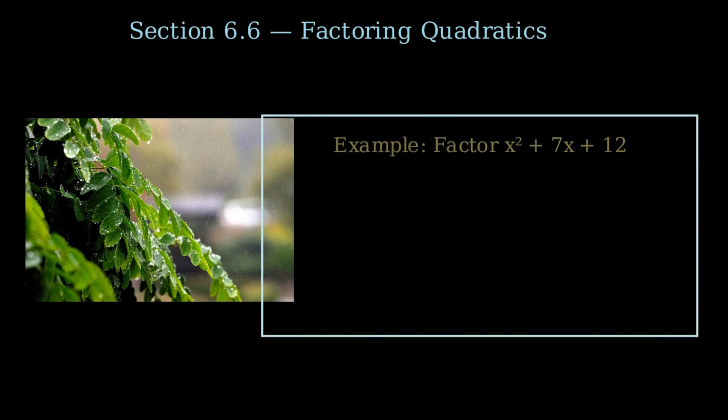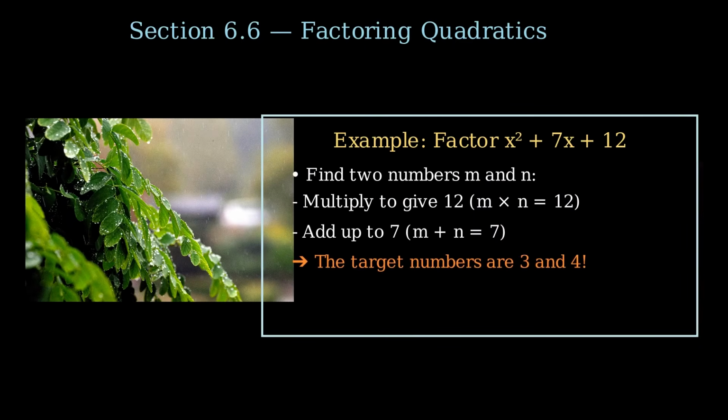Let's learn how to factor a quadratic polynomial. We want to factor the expression x squared plus 7x plus 12. To factor this, we need to find two numbers that multiply together to give 12, and at the same time, add together to give 7.